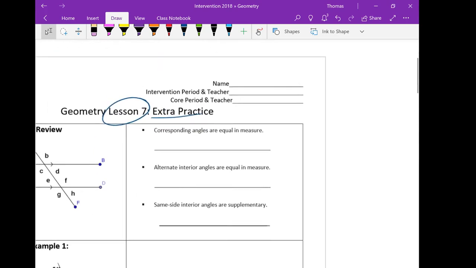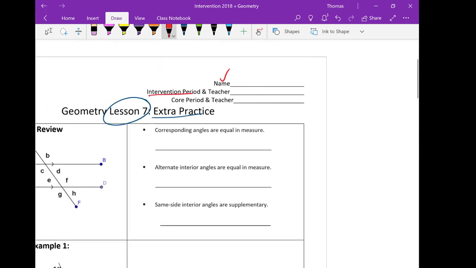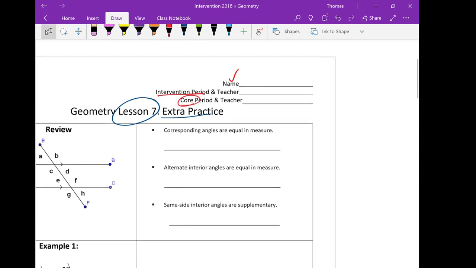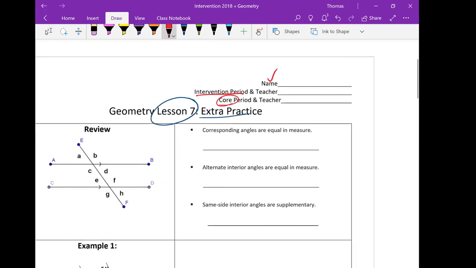First, make sure you have your name on here. Put your name, the intervention period, and teacher, and then your core teacher. So for geometry, we know it's Mrs. Lewis. Just put Lewis and the period so that we can show this to Miss Lewis if she had questions about what practice you've done, things like that.